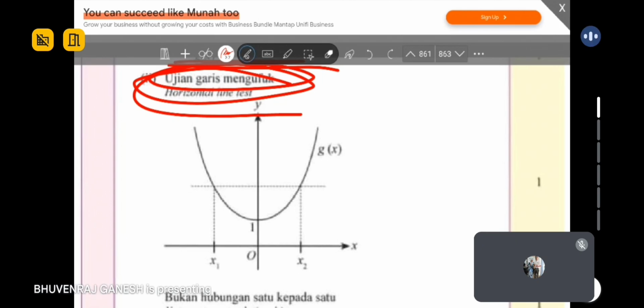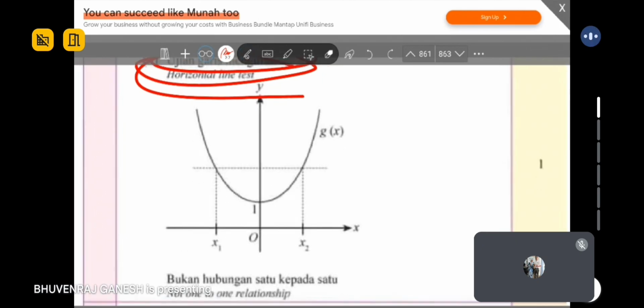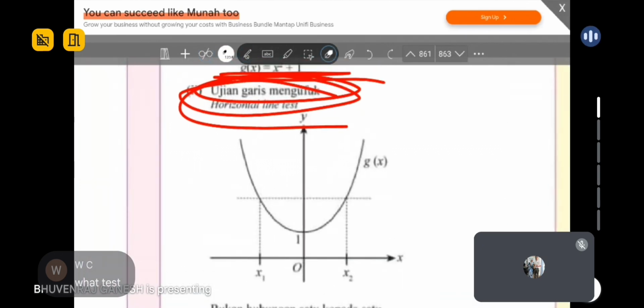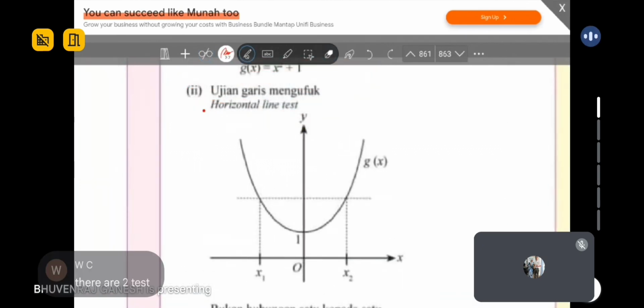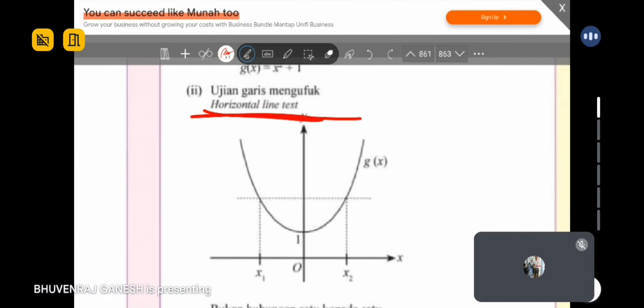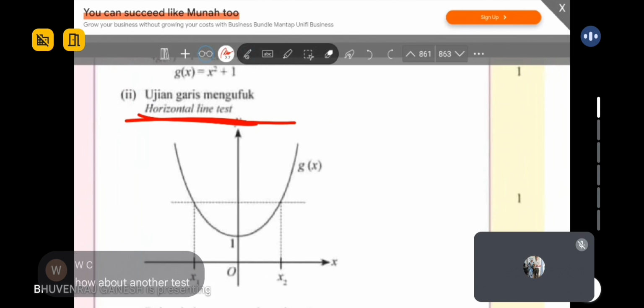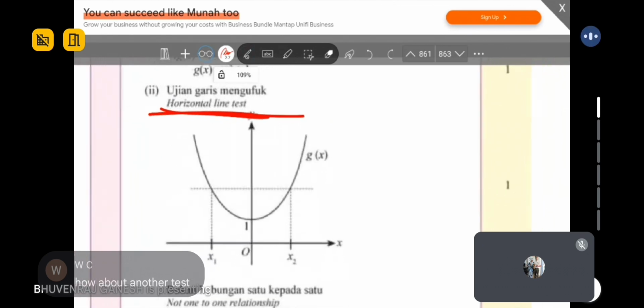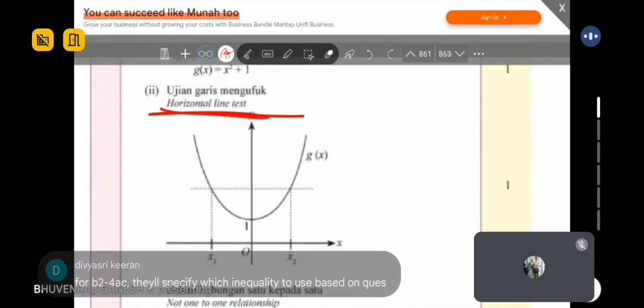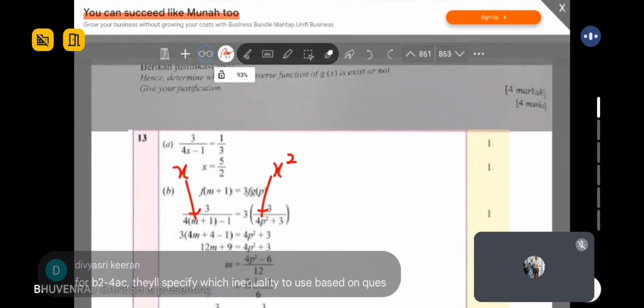Data less than or greater than or equal to? Huh? I don't understand. Oh, horizontal line test. Have you seen this? I think you have seen it, right? Before. Pernah nampak kan, guys? Ujian garis mengufuk. This is called horizontal line test. Okay, you must know this. Vertical line test is to determine whether it's a function or not. That's all. Okay? Yes. Okay, there will be a specific one in the question.